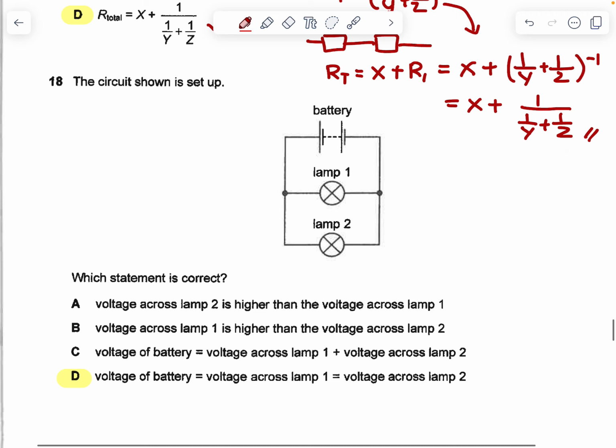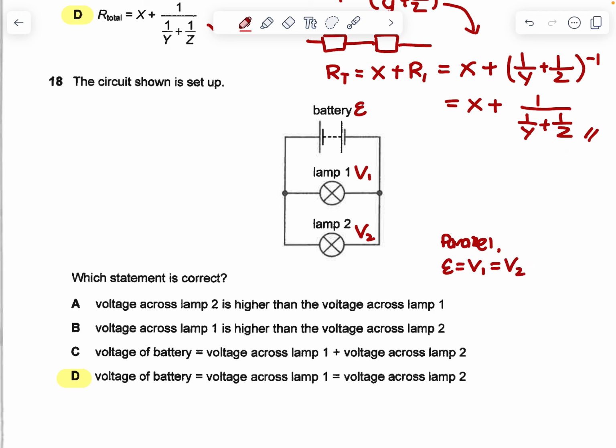Question 18. The circuit is shown below. There's a battery, EMF. There's lamp 1, lamp 2. You give V1, V2 for the voltage of lamp 1 and lamp 2. Which statement is correct? In a parallel circuit, we know that EMF is equal to V1, equal to V2. Here.